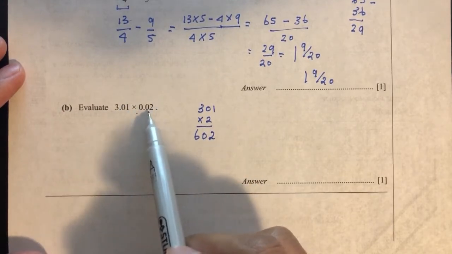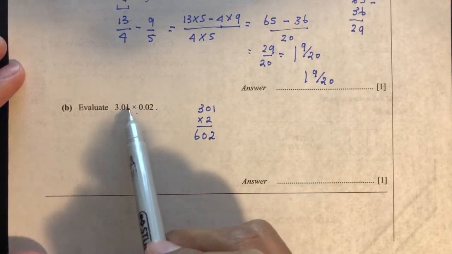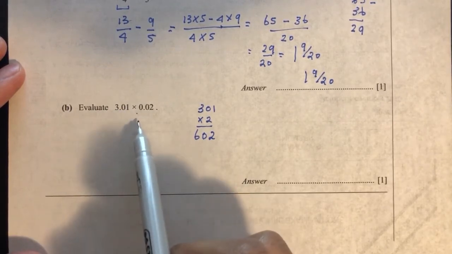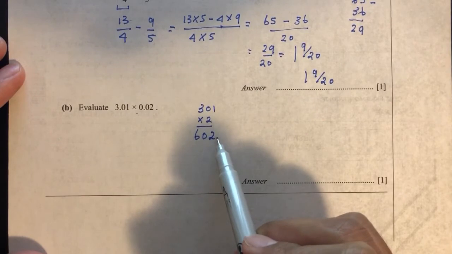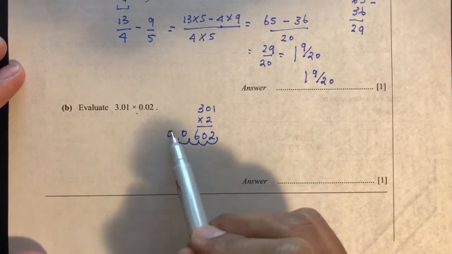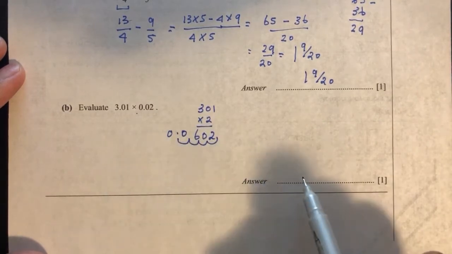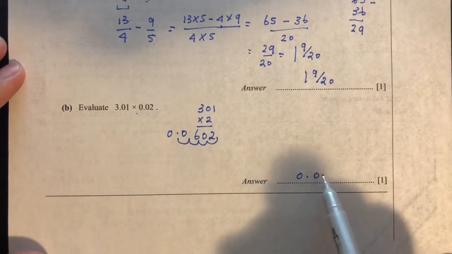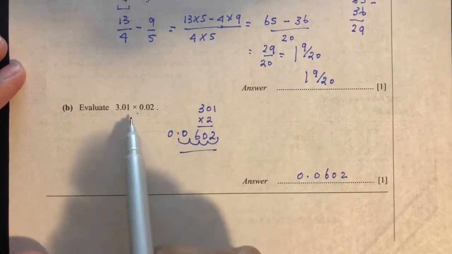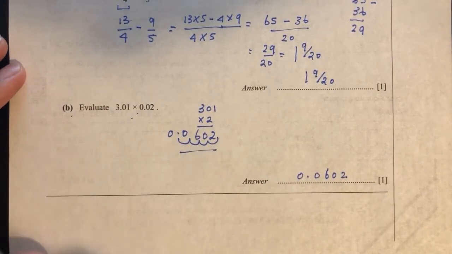Here we have 2 decimal places, and here we have 2 decimal places. So in total we have 4 decimal places. So we have to move 1, 2, 3, 4, which means the answer will be 0.0602. And that's how you solve part B.